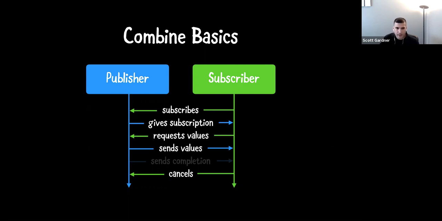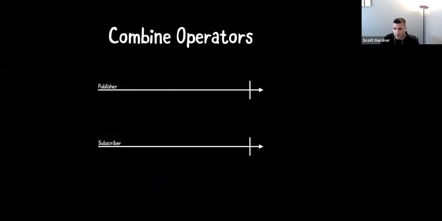And to see what that looks like in a basic example, we'll take a look at a marble diagram. That's what this is called. Now we're looking at time from left to right with the publisher on top and the subscriber on the bottom. The vertical bar on the far right is just a finished event saying this publisher is done. It will not send any more values at that point in time.